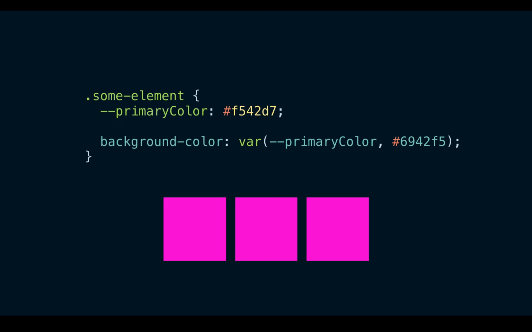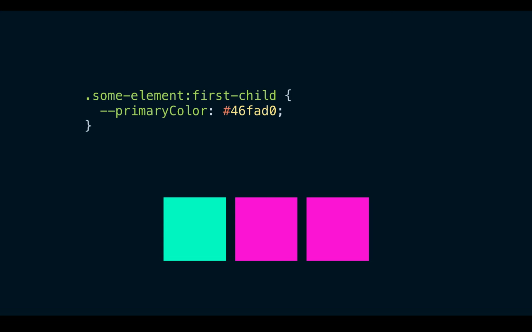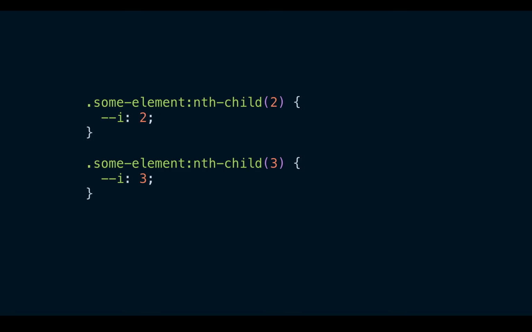Custom properties can be updated with CSS or JavaScript, making them truly dynamic variables. We can even use them to calculate values of other custom properties, and that lends them to some very cool creative possibilities. One example is a staggered animation effect.